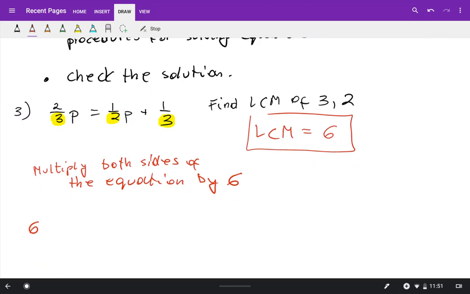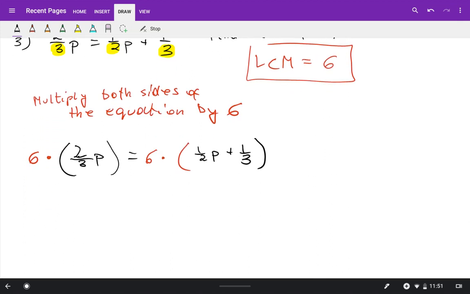So I have 6 times, and in parentheses I'm going to copy my original left side of the equation. So I have 6 times 2 over 3 p equals 6 times, and in parentheses I'm going to copy the original right side of the equation, which is 1/2 p plus 1 over 3.